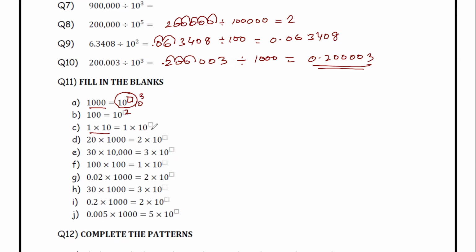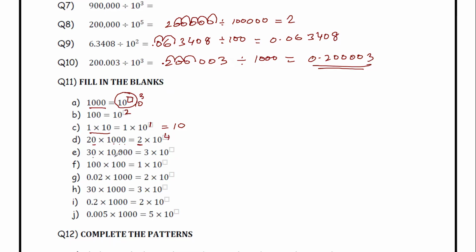1 into 10 is basically 10, right? So that's 10 to the power 1. Okay. You got 1, 2, 3, 4 zeros. So 2 into 4 zeros.